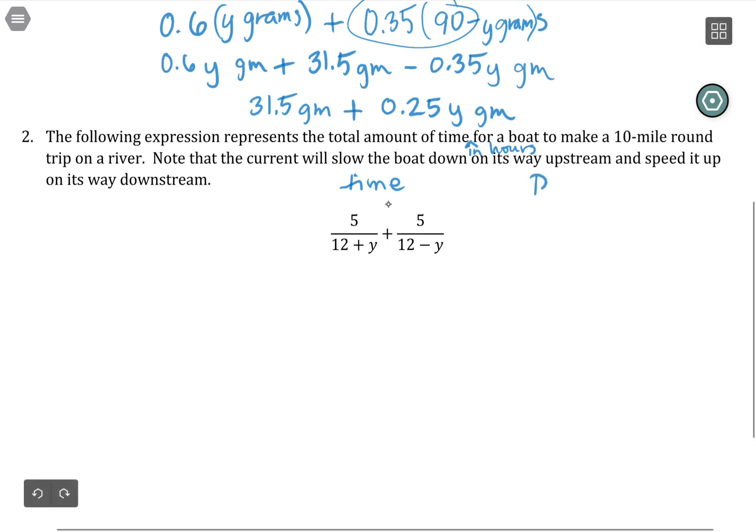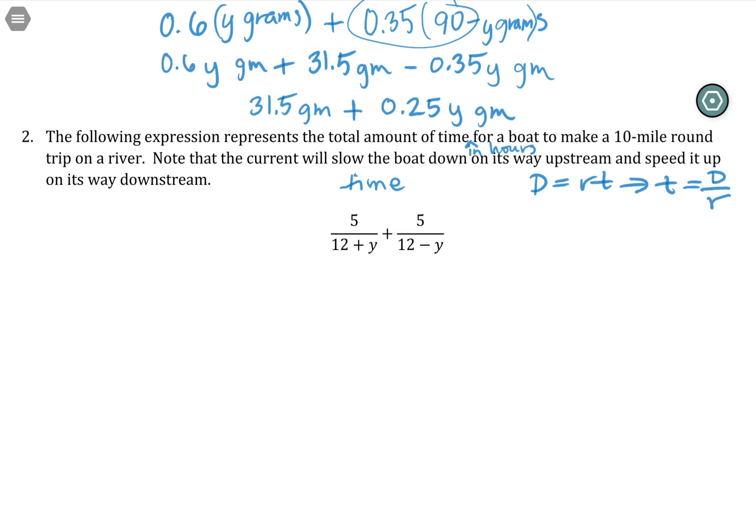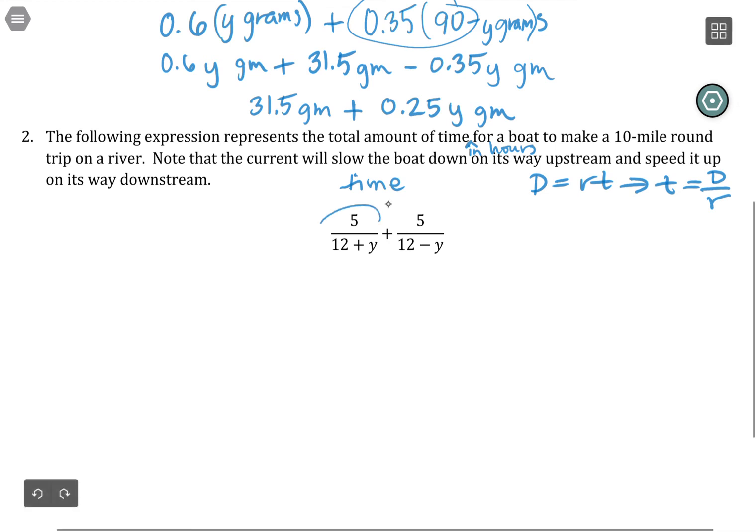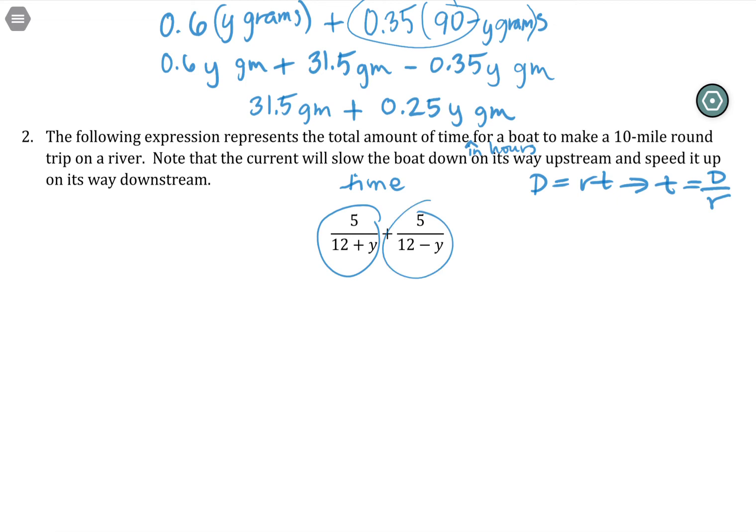So I'm back to my distance equals rate times time formula. And from that, I know that if I want to get a time, I have to divide a distance by a rate. So I'm thinking that the two pieces I have here, the fractions, are distance divided by rate. That's the only way I can get time out of this distance information. One thing is that I have two different pieces being added together. So I would really hope that what I'm seeing is an upstream piece and a downstream piece.